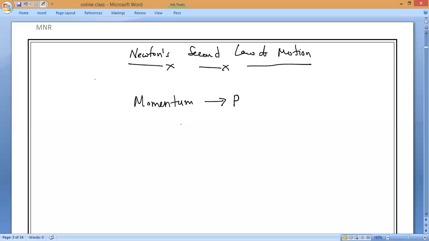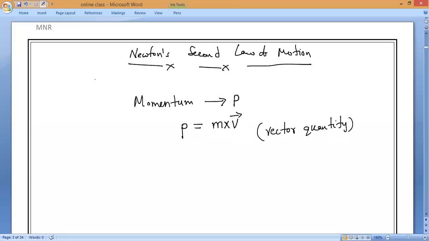Understand? So momentum P is equal to, in the last class we already derived the formula, a product of two things: mass and velocity. So is it a vector quantity or a scalar quantity? It is a vector quantity. That is what you have to remember.